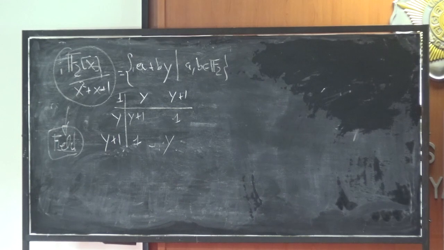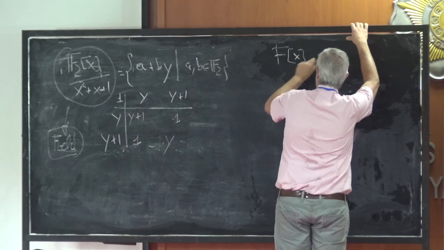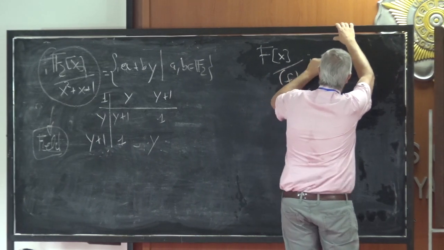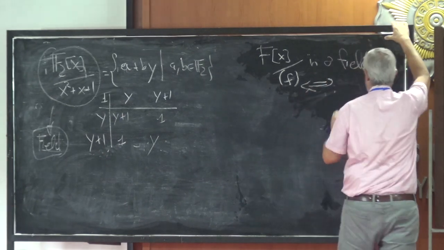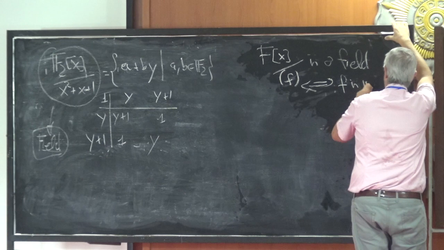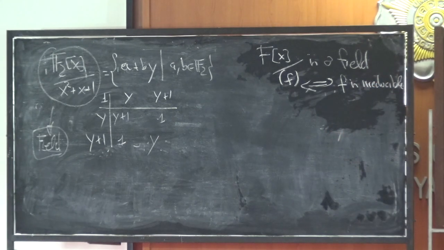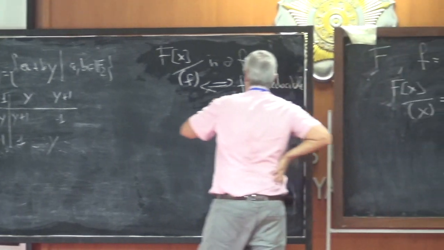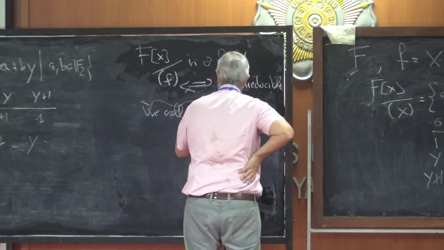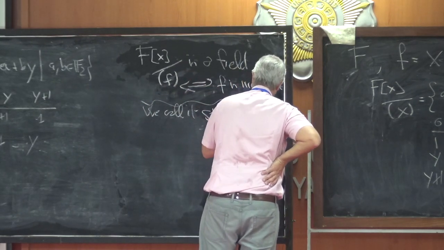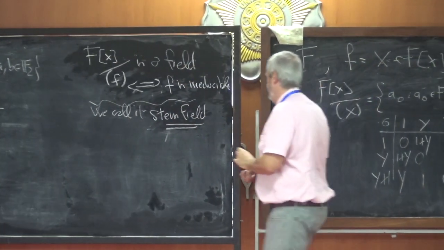So this quotient is a field if and only if f is irreducible. And in which case we call it a stem field, and the stem is f. F is the stem.